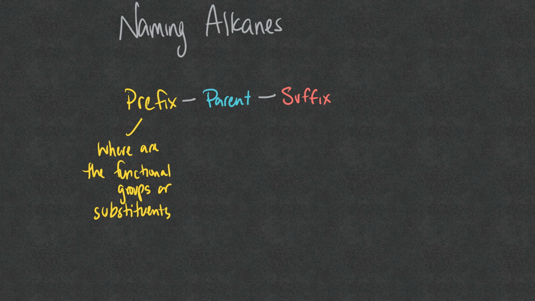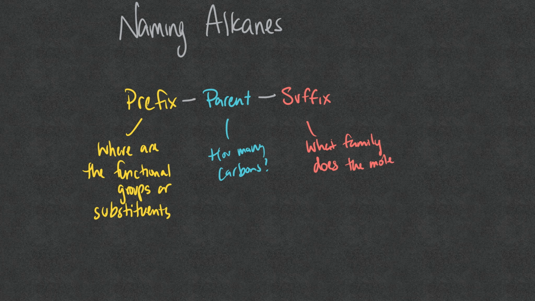All right. Then we have the parent. Now, the parent basically tells us how many carbons do we have in the main chain, or in the main body chain. So that's what we're basically looking at. And then the suffix basically tells us what family does the molecule belong to. Okay, and we'll talk about this in just a little bit. So there's pretty much three parts in the name of an organic compound. Or in this case, we're really just talking about alkanes. So we have the prefix, the parent, and then the suffix.